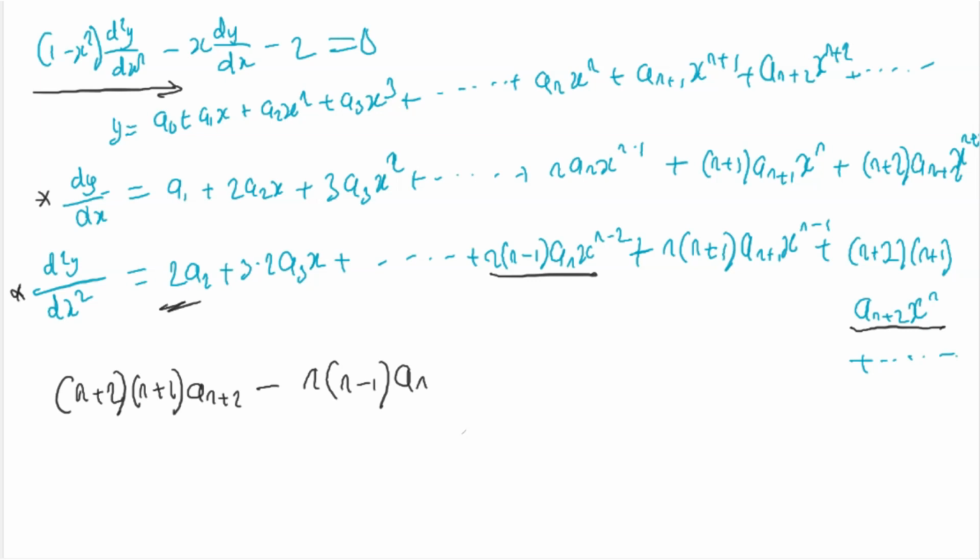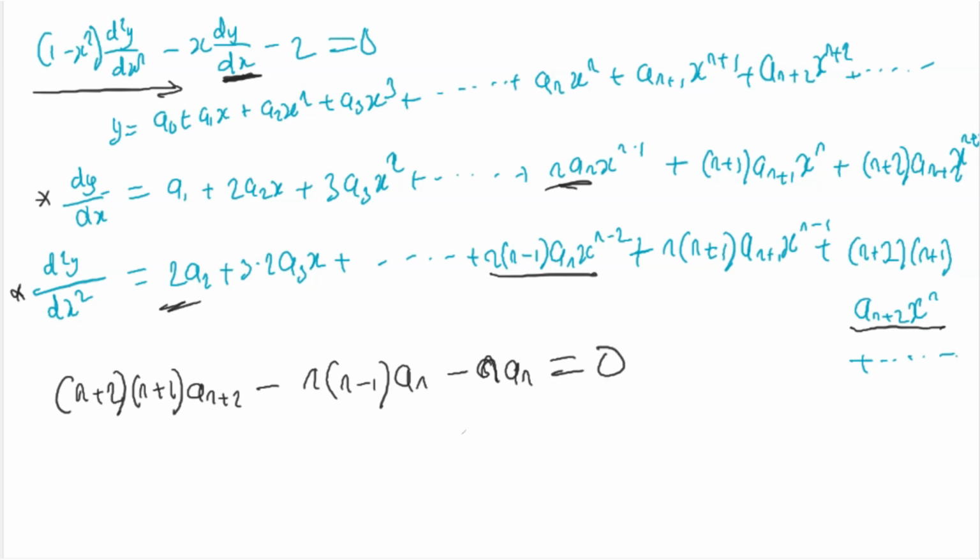Now what is the coefficient of x to the n minus 1 here? Because we're multiplying this by x, we need the coefficient of x to the n minus 1 here. That would be dy/dx. What is the coefficient of x to the n minus 1? That would be n a sub n. So that would be minus n a sub n, and everything will be equal to 0.